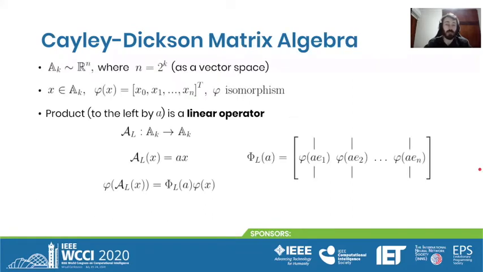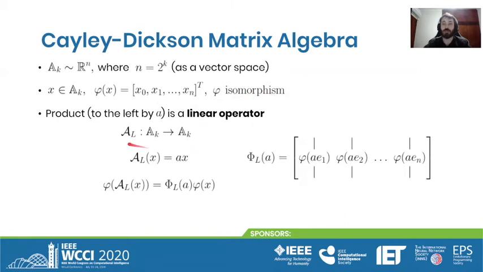In the context of neural networks, we are frequently dealing with matrix-matrix and matrix-vector products. So here we devise a way to deal with those operations in the Cayley-Dickson algebra by means of real-valued linear algebra. We start by taking an isomorphism between A_K and the n-dimensional real Euclidean vector space, in which n is 2 to the kth power, in which the isomorphism is simply taking an element x and arranging its entries in a column vector.